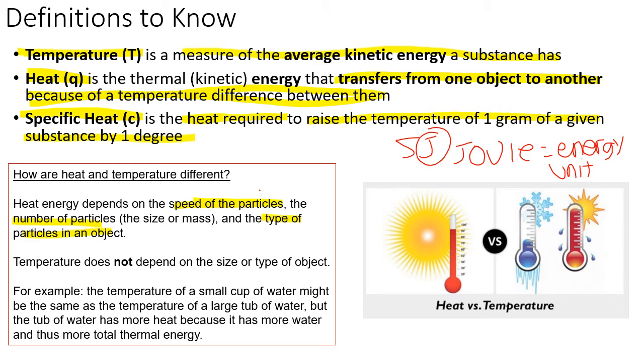And so for example, the temperature of a small cup of water might be the same as the temperature of a large tub of water, but the tub of water has more heat or more energy because it has more water. Just because two things are at the same temperature doesn't mean they have the same amount of total energy.